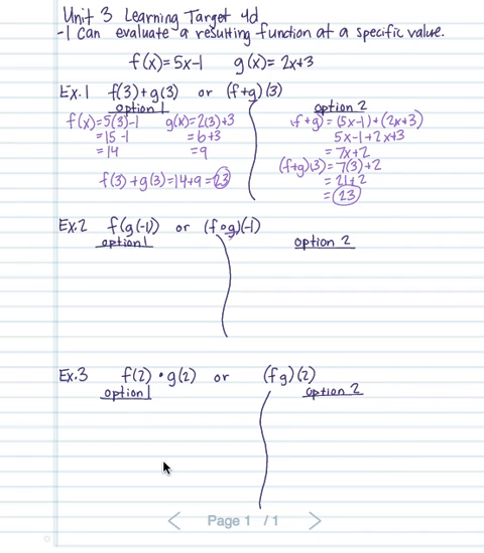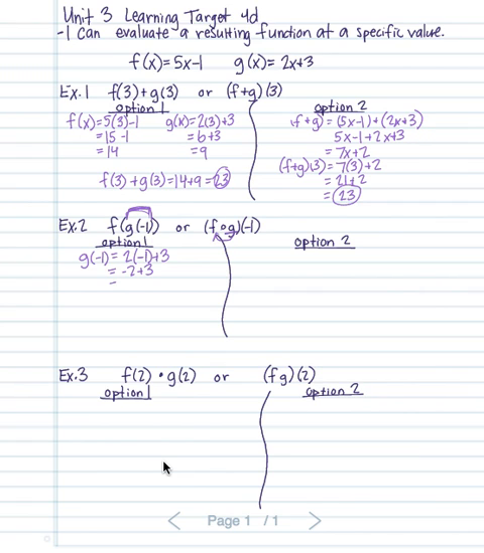So for option 1, we're going to do the inside piece first. The inside piece says g of negative 1. So we're going to say g of negative 1 equals 2, and then negative 1 is what we're filling in, plus 3. So we get negative 2 plus 3, which equals 1.